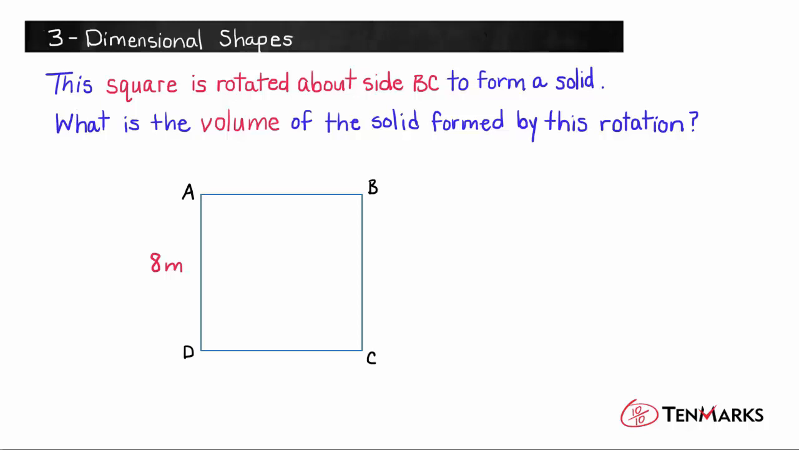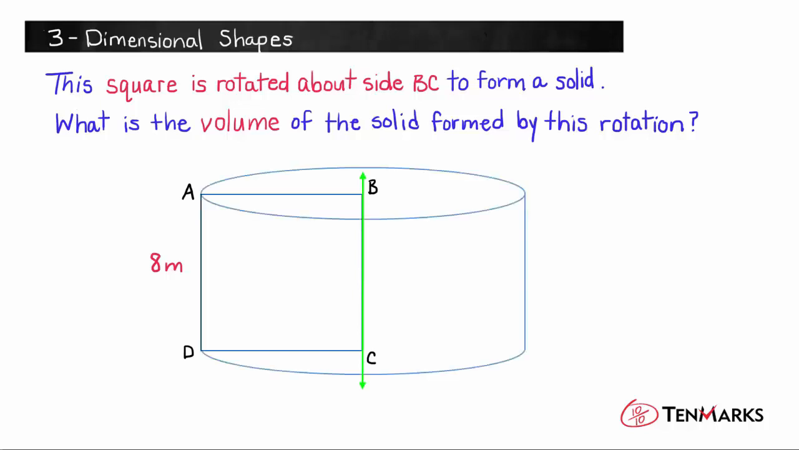Just like with the first problem, we're going to get a right cylinder when we rotate this figure about side BC. Let's take a look at what that will look like. Picture spinning the square on an axis on BC like a swinging door that would go 360 degrees all the way around. This is the shape we're going to get. It's going to be this wide cylinder. It's going to be twice as wide as the square.